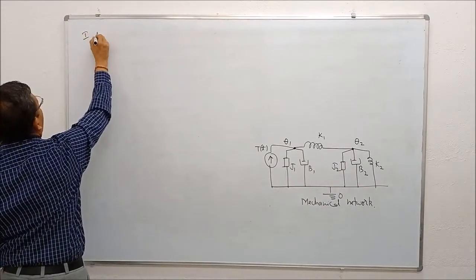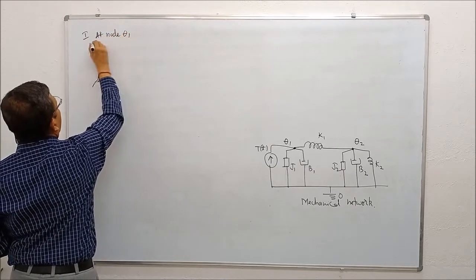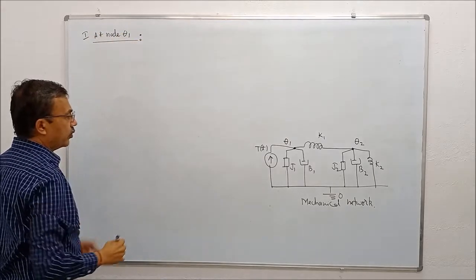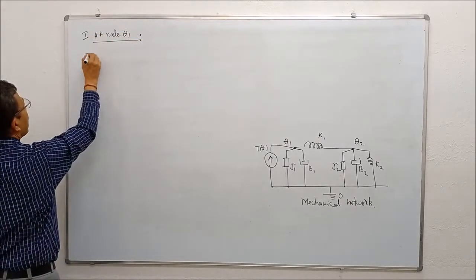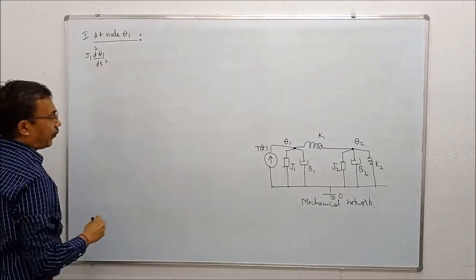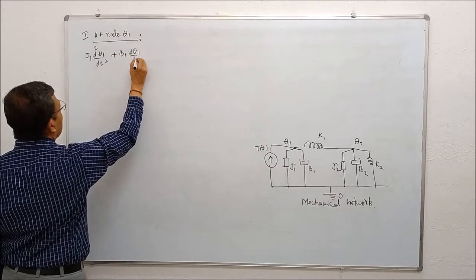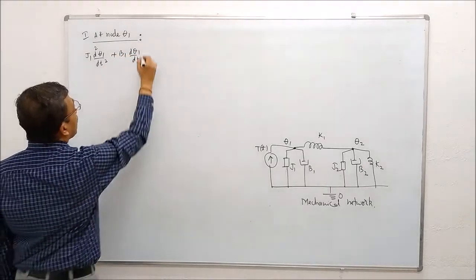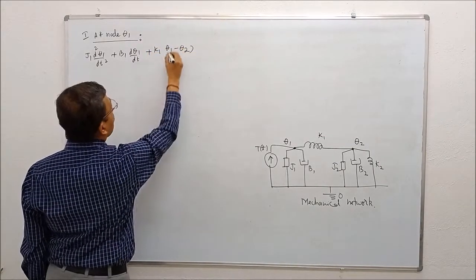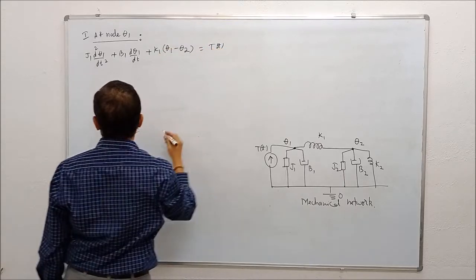Step 1. At node θ1, what is the equation? J1 d²θ1/dt² + B1 dθ1/dt + K1 (θ1 − θ2) = T(t).